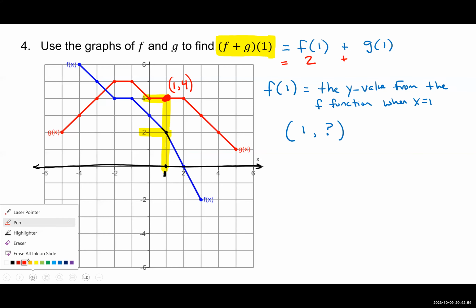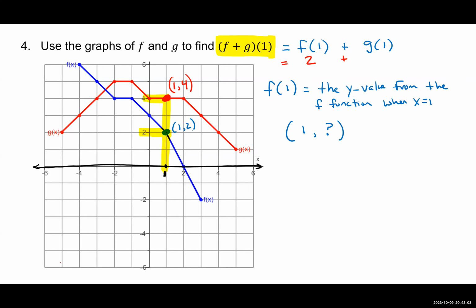Let me switch back to blue for the blue graph. This point right here, which I just made a little bit bigger, is the point 1, comma 2. So f of 1 is equal to 2. G of 1 is equal to 4. So f plus g of 1 is equal to 6. And that's going to be our final answer for this one.